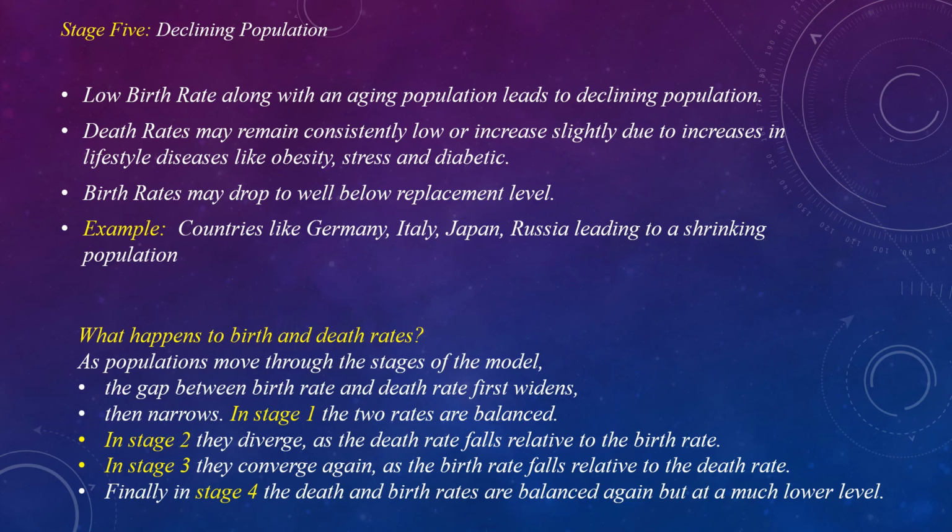In stage 2, they diverge as the death rate falls relative to the birth rate. In stage 3, they converge again as the birth rate falls relative to the death rate. Finally, in stage 4, the death and birth rate are balanced again but at a much lower level.